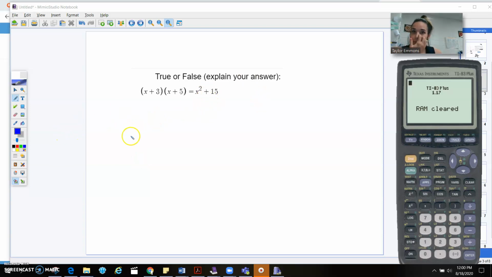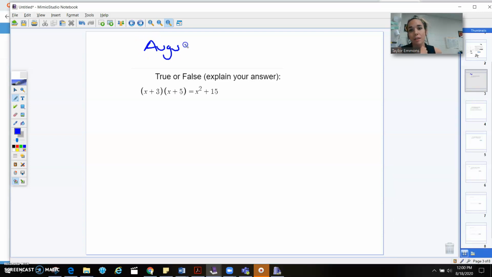So I know a lot of us were struggling through that activating strategy for the August 10th stuff, or August 18th stuff. So I want to make sure that you're good. It was true or false, and you had to explain your answer. So really quick, if we multiply these two factors together, will that give us this? The easiest way to do this is either to distribute, or you can do the box method. So I'm going to show you two ways.